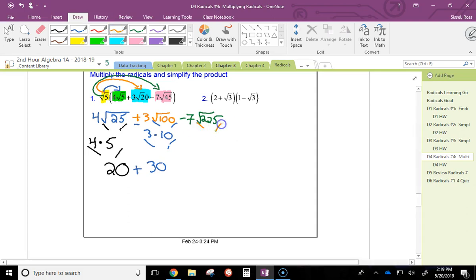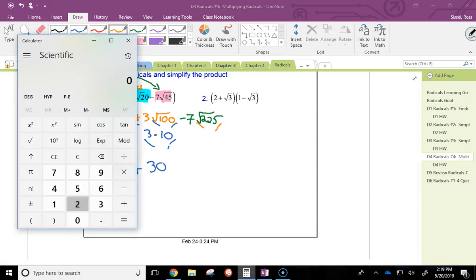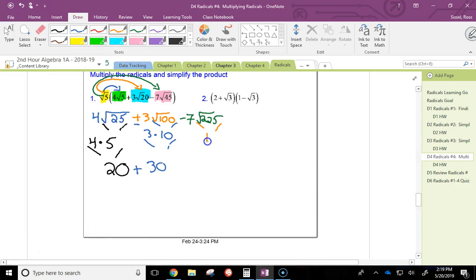And square root of 225, I believe, I'm going to pull up my calculator. I just want to make sure. It's 15. Now remember, this is a negative. 7 times 15 is 105.